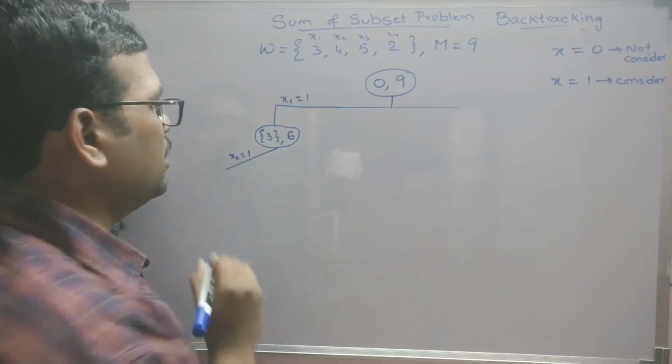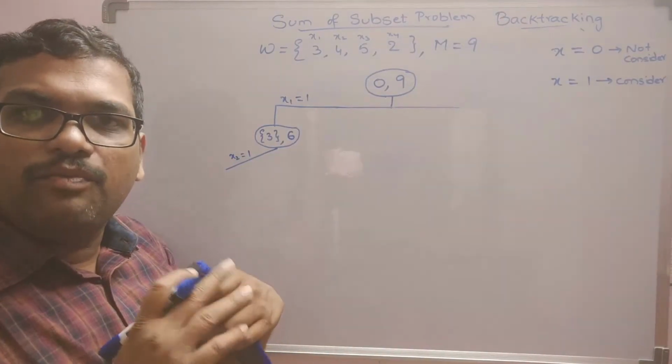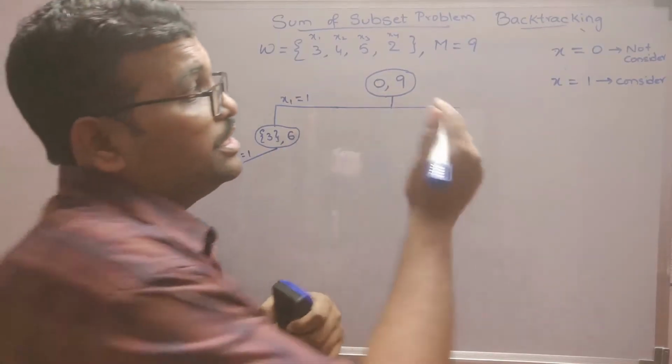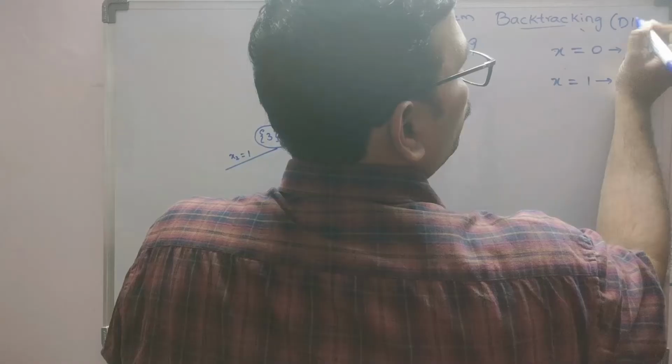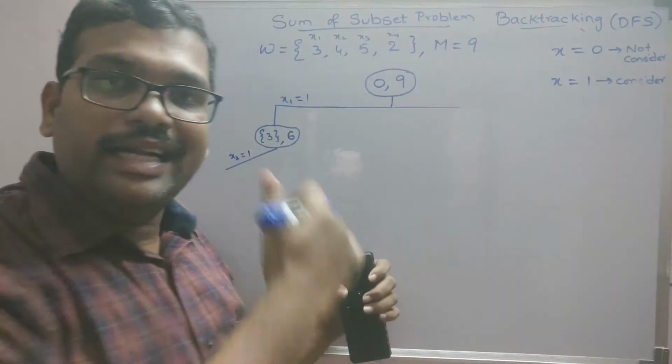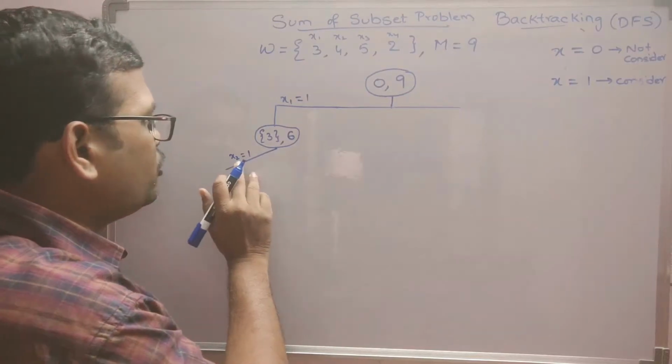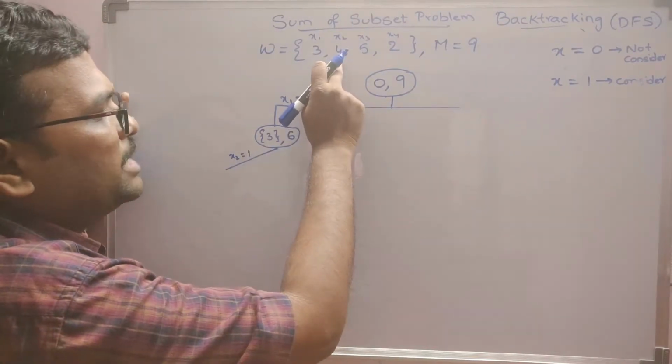x2 is equal to 1. Always this backtracking will be following the depth first search. Okay, this is most important. Always we need to find in a way that depth first search. So this element we need to find out. Now x2 is equal to 1, that means the second element should be considered.